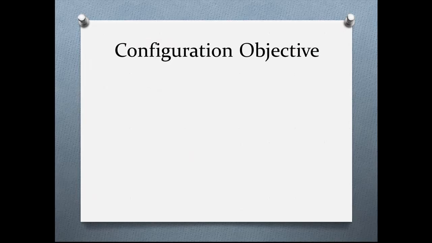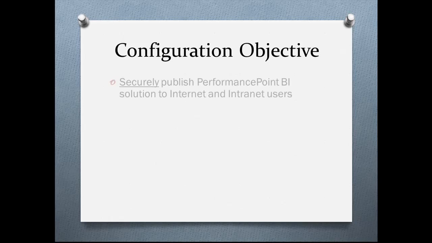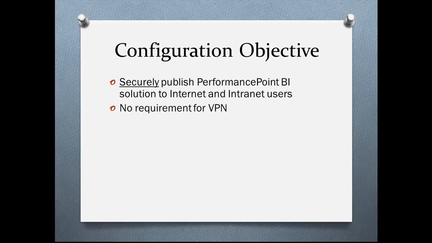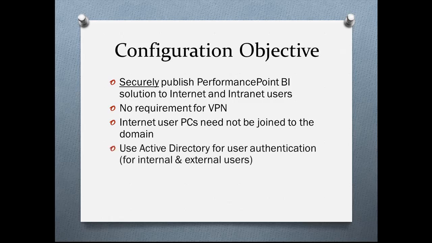Okay, so what are our objectives with this configuration? Well, there's a few of them. The first one is we want to implement a really secure configuration to publish this BI application out to the internet, while also supporting our intranet users. We don't want to use a VPN because not everyone may have VPN access to our internal environment. Our internet user PCs might not be joined in the internal domain, so we want to make sure this can be used from just about any browser.